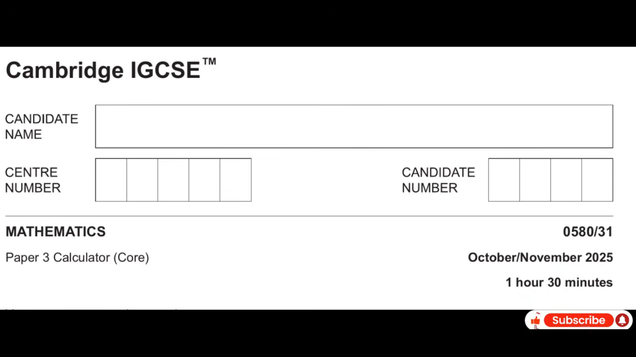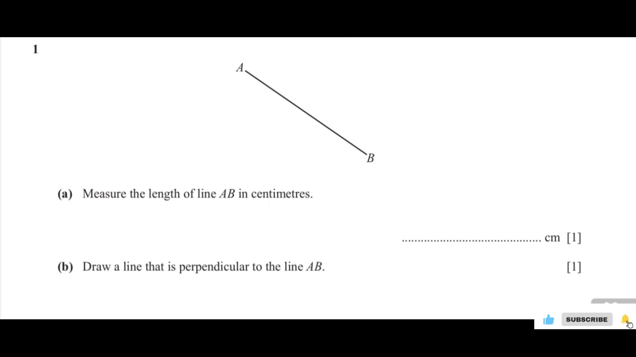Everyone, in this video I'm going to solve Cambridge IGCSE Mathematics Paper 3 Calculator Core in a session October-November 2025, Paper 3-1. So let's start with the first question. Question number 1, Part A. Measure the length of the line AB in centimeters.